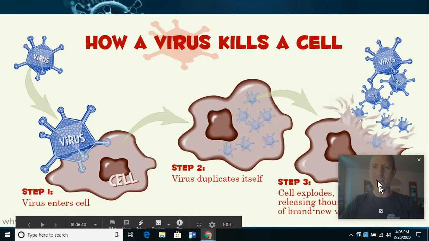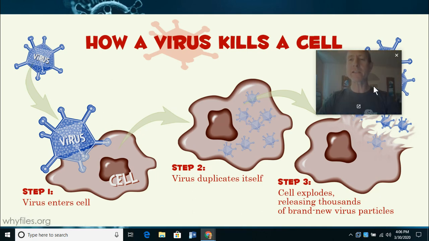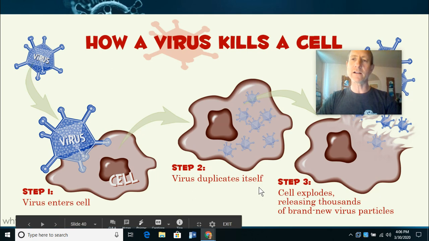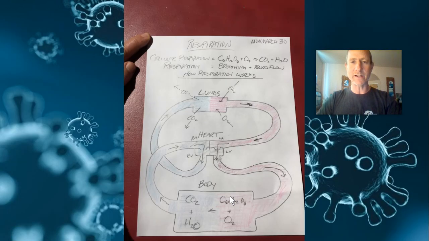So we looked at this model right here, just saying that the virus comes into your cell, makes a whole bunch of copies, and that ends up killing the cell and spreading the virus to other cells. But we're going to understand the details of that a little better.